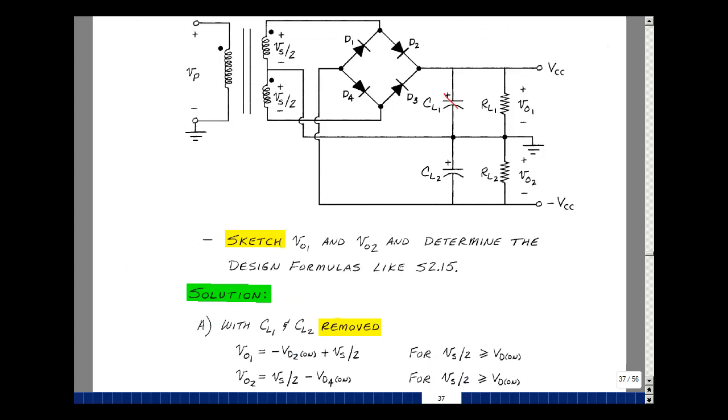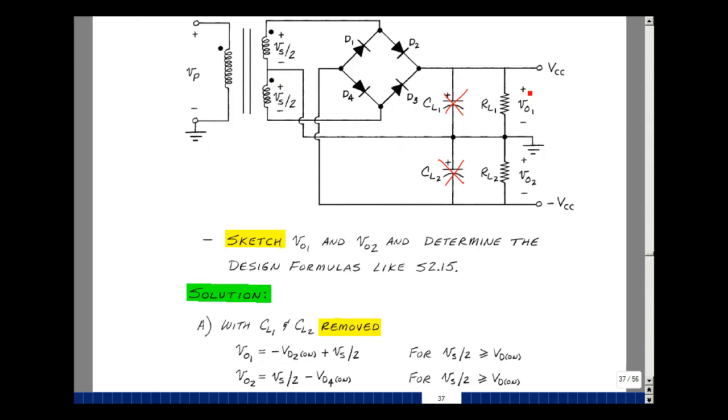Let's first start by removing these two capacitors, and let's see which direction the current wants to flow. Let's assume that V sub S over 2 is positive and beginning to grow in value, and eventually current's going to flow in this direction, from here through D2, back through here, back to where it started from.